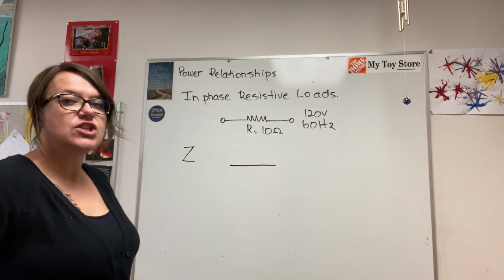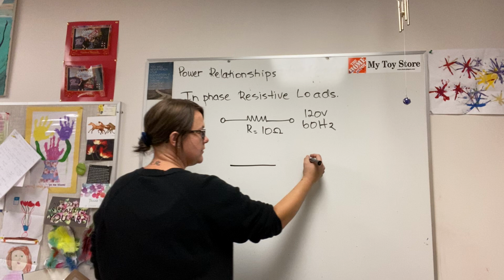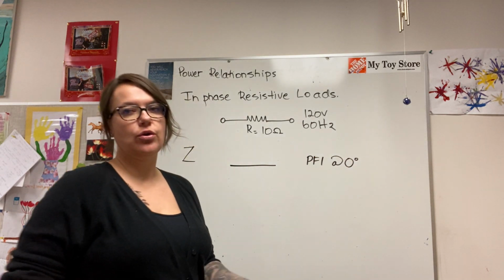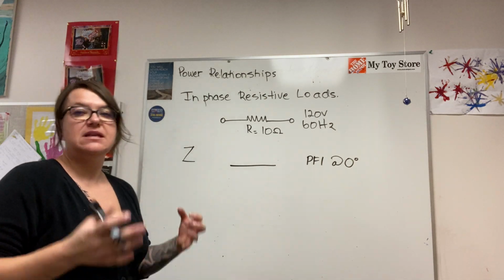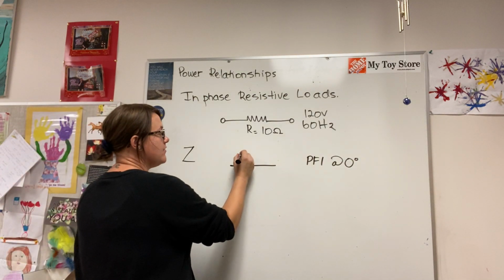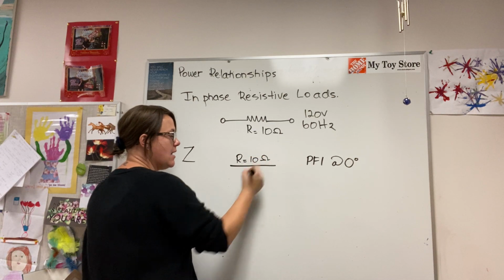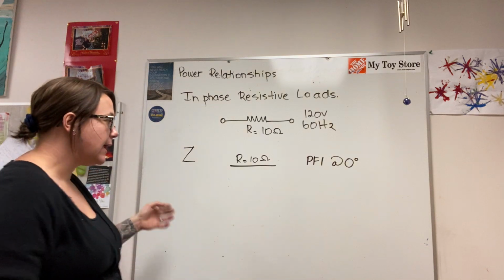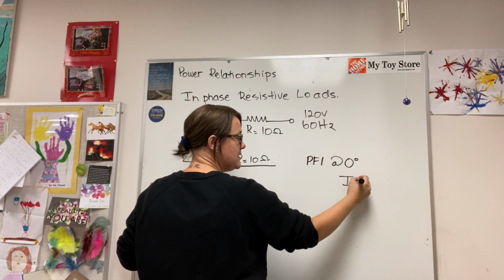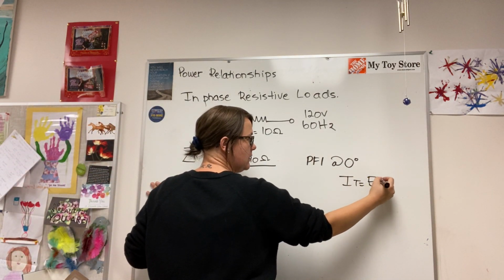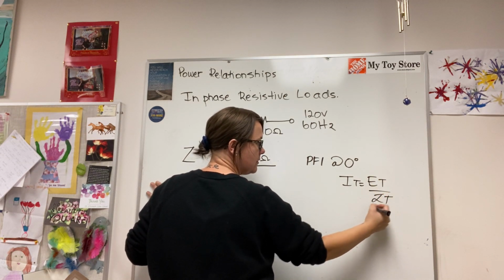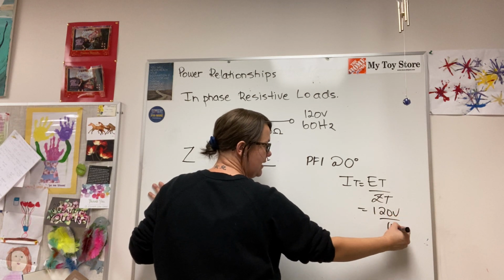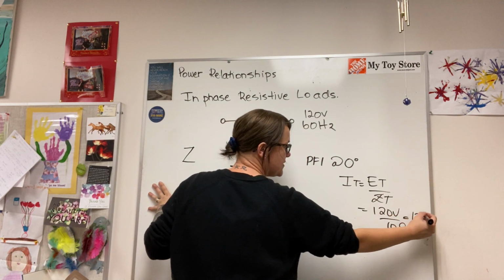It's a straight line. In-phase loads have a power factor of 1 at 0 degrees, indicating the current and voltage relationship is in phase. The resistance of my resistor is 10 ohms. That is my impedance. In a purely resistive circuit, you can replace impedance with total resistance. So let's figure out the current. That's just the Z. 120 volts divided by 10 gives me 12 amps of current.